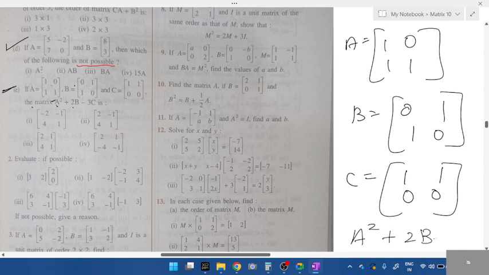Is there any missing alphabet here, like X? Have they told us to find X, Y, anything? No, right? They've just given an equation, student. Just substitute, you'll get the answer. If X is given, solve the equation. A squared plus 2B minus 3C.